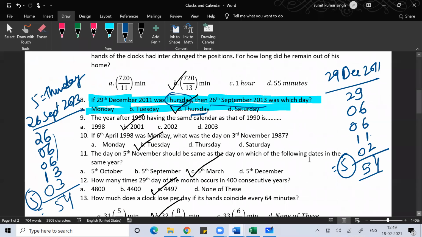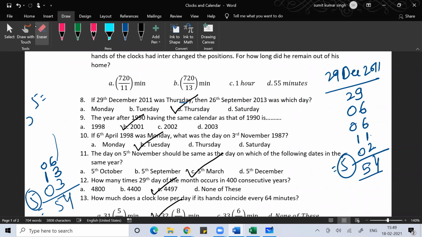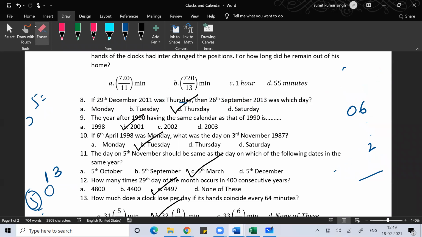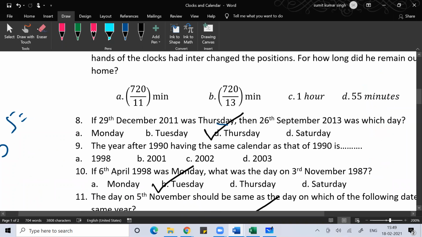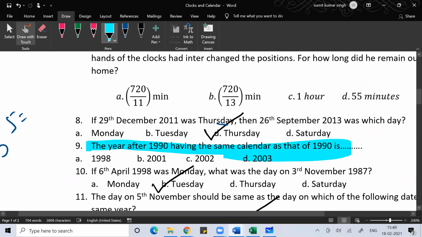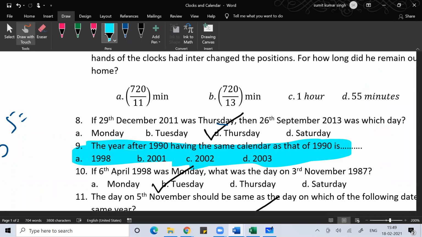This is a very good question. You can try this question, although the answer is given to you. Question number 9: the year after 1900 which has the same calendar as that of 1990. You can try it by yourself. This is one of the favorite questions of many exams. Everyone, please try this question.